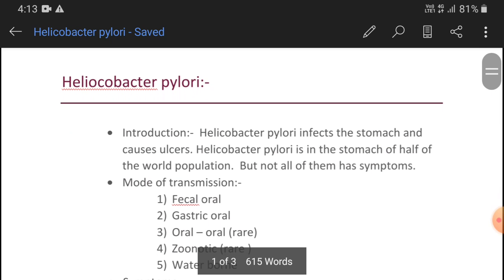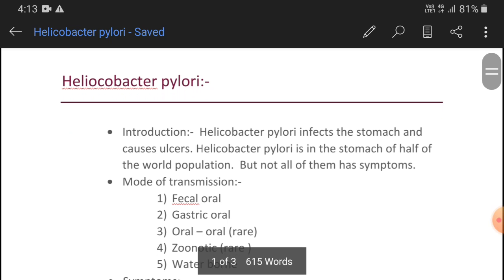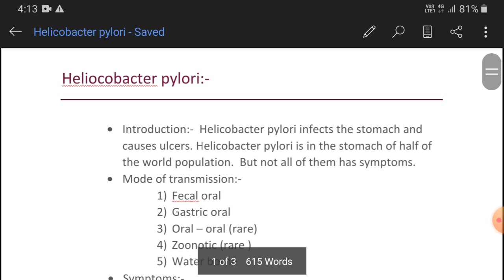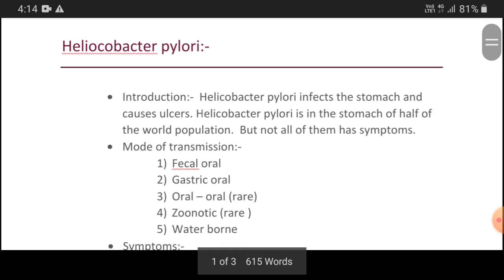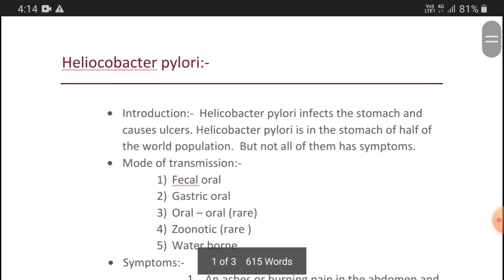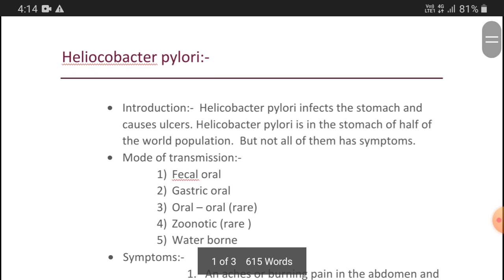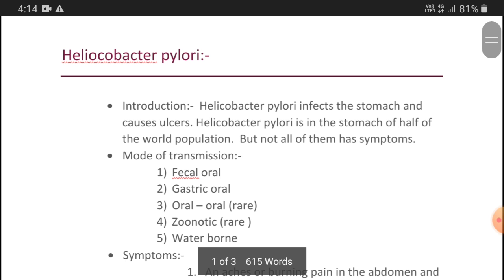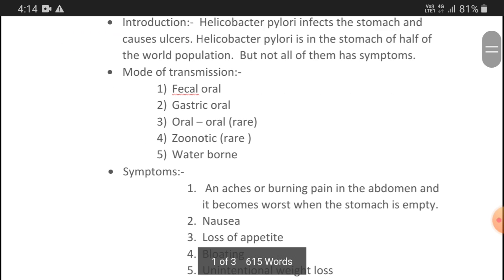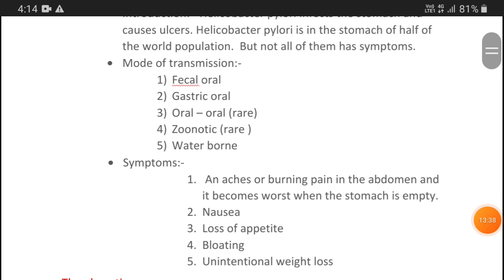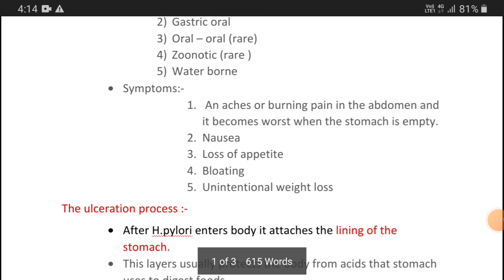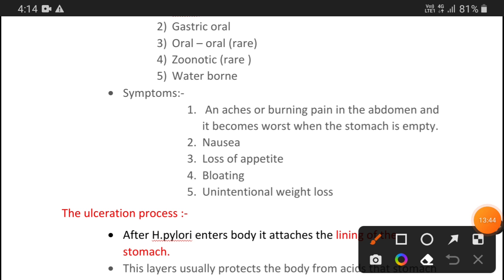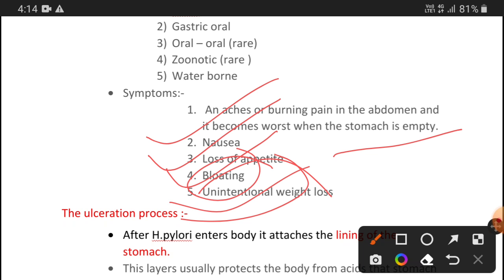So Helicobacter pylori infects stomach and causes ulcer. Okay, about 50% of the people worldwide carry Helicobacter pylori in their stomach, but it does not cause any kind of symptoms in many, and it can be transmitted by oral, fecal oral, gastric oral, or waterborne route or zoonotic route. Okay, and symptoms may be itches or burning pain in the abdomen. Okay, along with when the stomach is empty, along with nausea, loss of appetite, vomiting, bloating, unintentional weight loss.